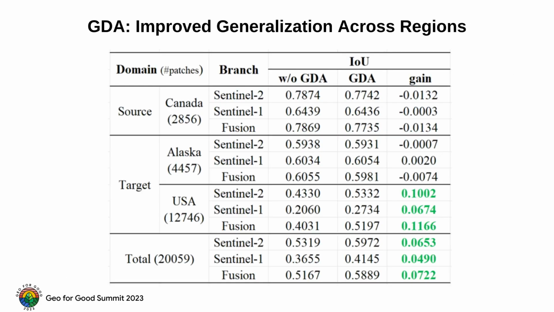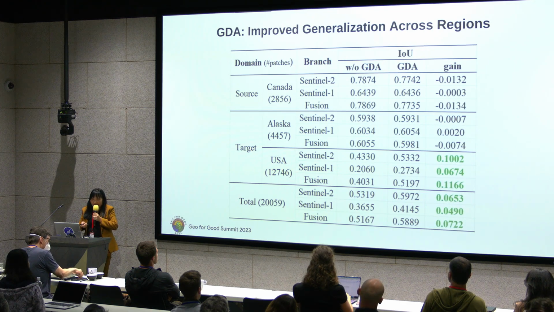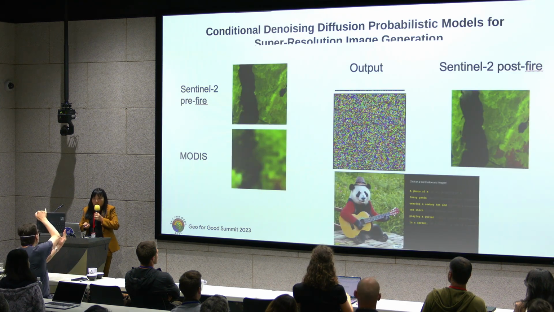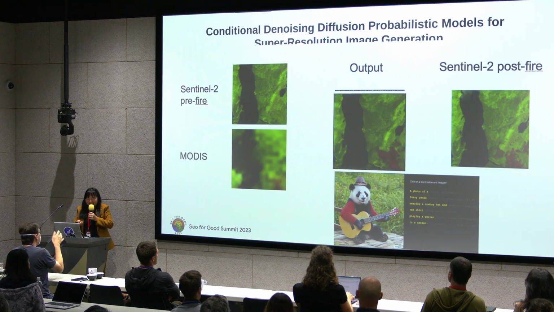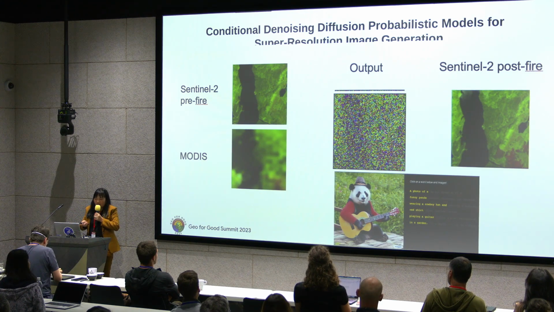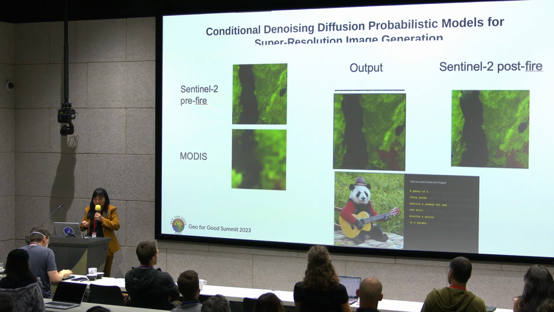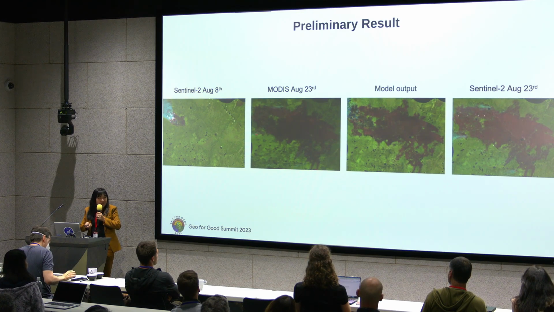So we have demonstrated that domain adaptation improved generalization across regions. And this is a preliminary result. The work is ongoing. And also, using the diffusion models developed by Google, we're able to fuse high resolution and low resolution images. And here are the fusion results.